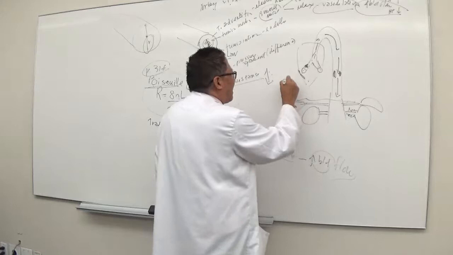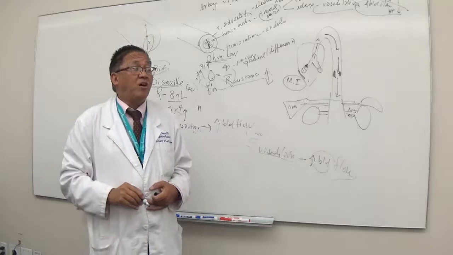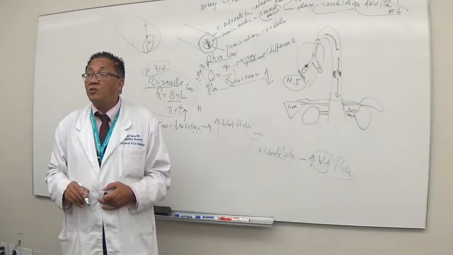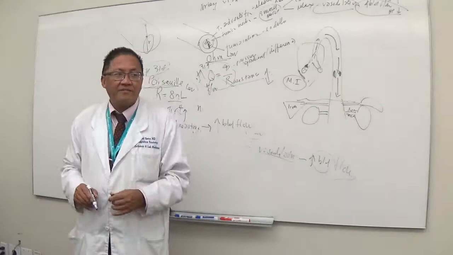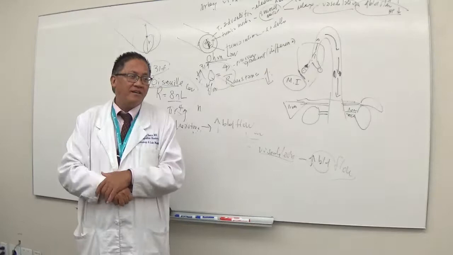MI. And what is myocardial infarction? Is that a form of coagulative necrosis? Because what is coagulate? To clot. Is that reversible or irreversible? Irreversible, because can you resurrect a dead cell? It's dead. It will be dead forever. Do you understand the difference, right?